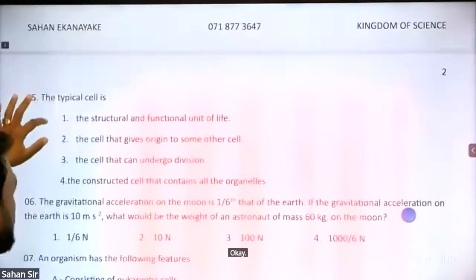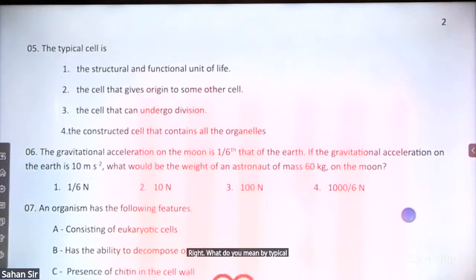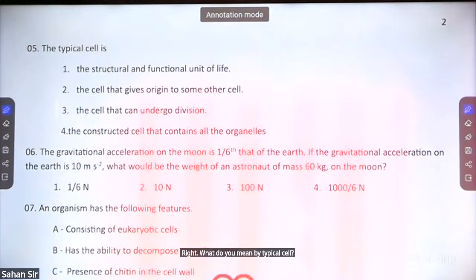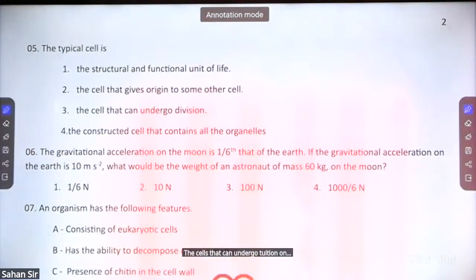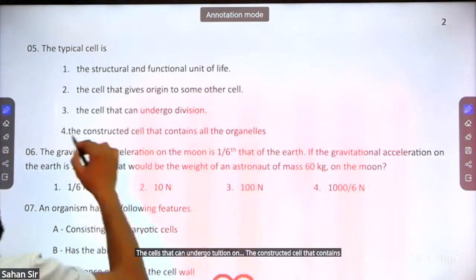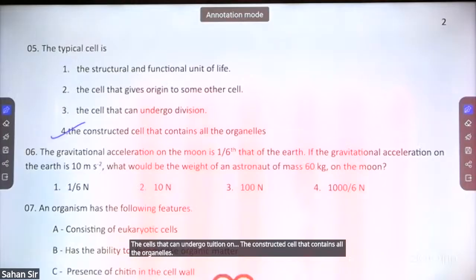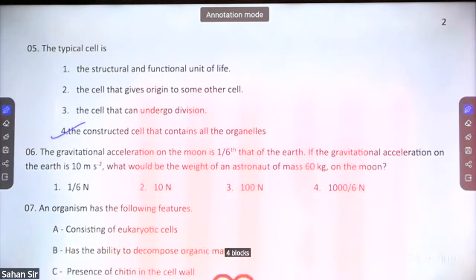What do you mean by a typical cell? The structural and functional unit? No. The cell that gives origin to some other cells? No. The cells that can undergo division? No. The constructed cell that contains all the organelles. Fourth one. Very easy.